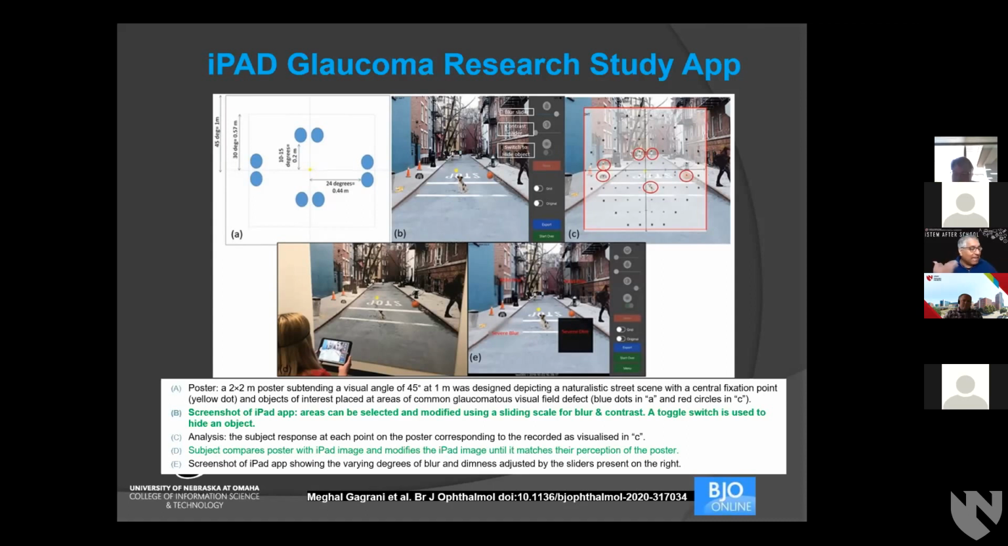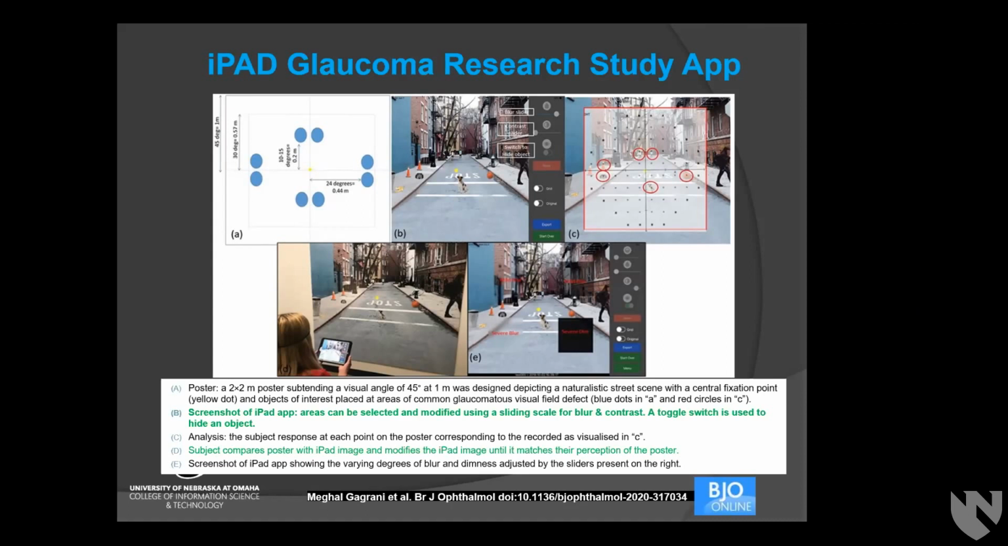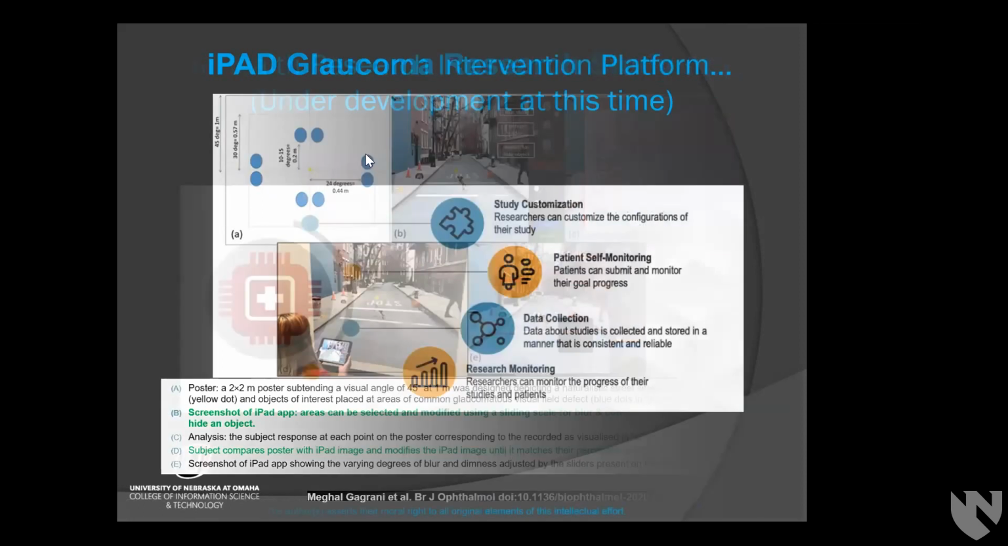So this is an example of a recent study that was completed and published, and it's actually in its next phases of hopefully asking for more funding, to scale up the study. So this is an example of a recent iPad-based app that was used.